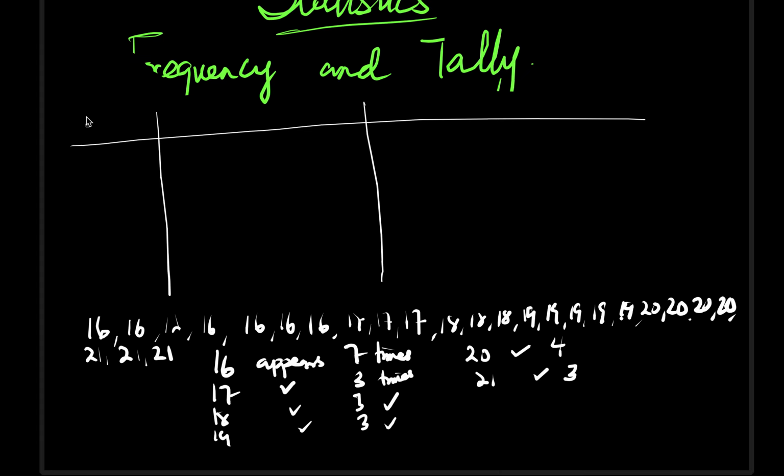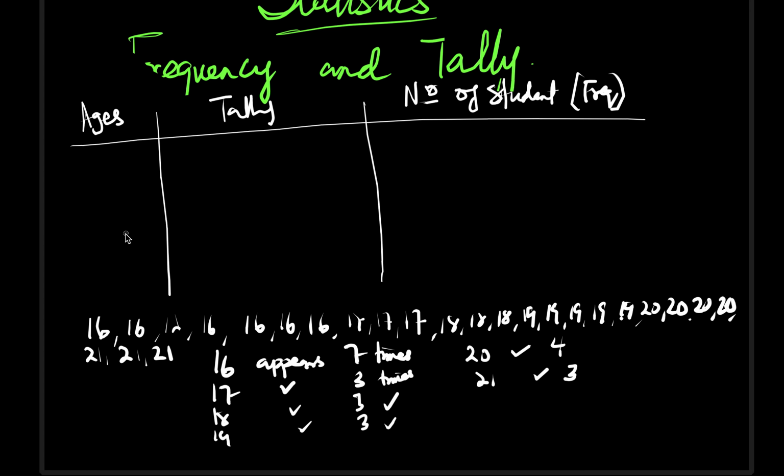I have this place to be the ages. I will have the ages here, and then this first column will be for tally, and then this last one will be for the number of students, which is the frequency. Number of students is always the frequency. Please take note of this one. So you just have to align the ages here and organize them right now.